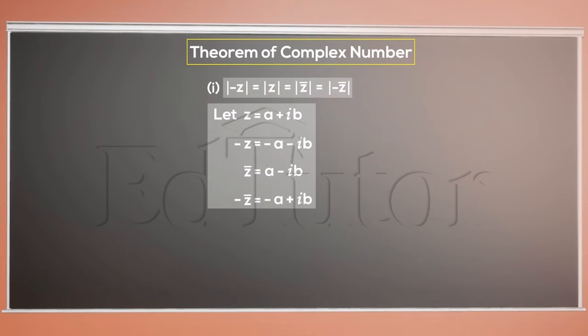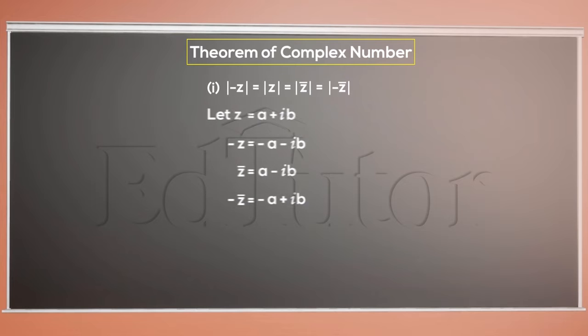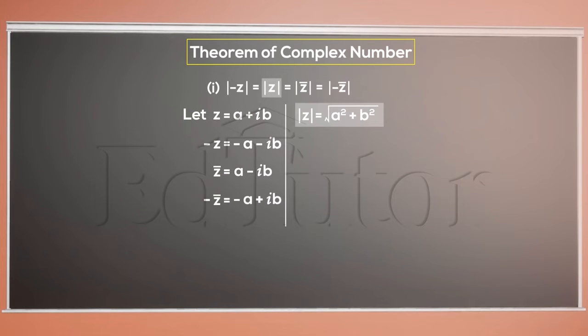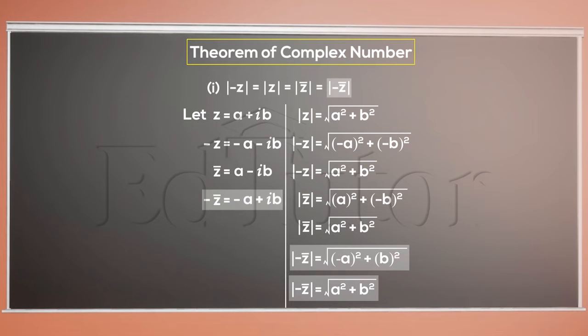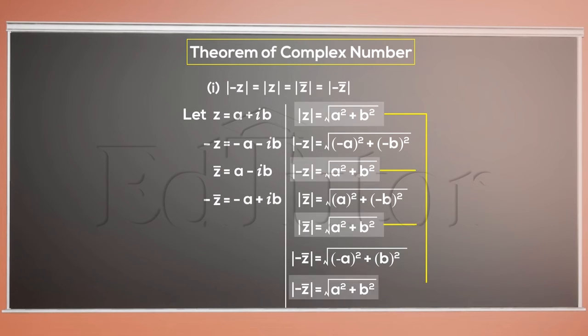Let's find out by calculating the modulus for each, starting with z. Note that value. Then, calculate negative z. Notice how the minus signs go away because of the squares? So, we will end up with the same value as before. And guess what? It's the same story with the conjugate, as well as with the negative of the conjugate. Hence, they are all equal to each other, just as the theorem said. God, I love these helpful theorems.